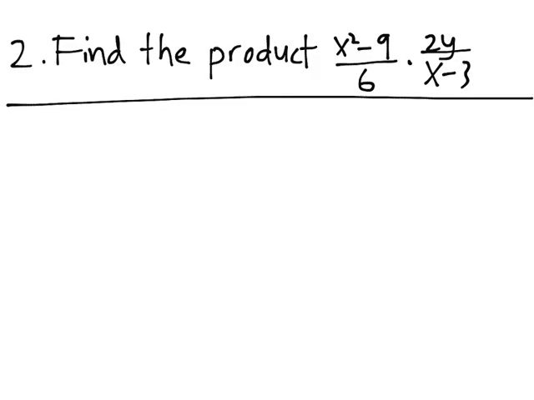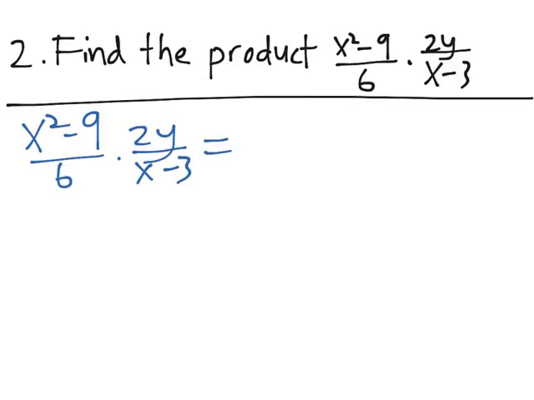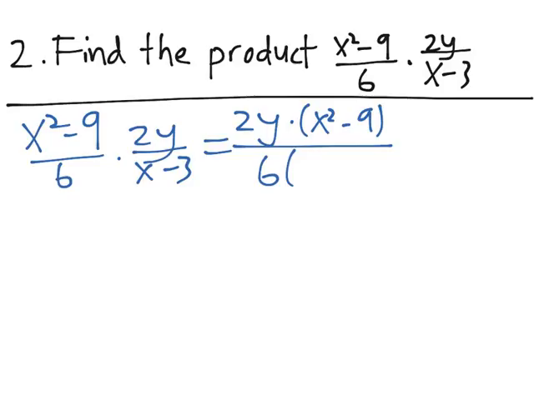Problem 2. Find the product x squared minus 9 over 6 times 2y over x minus 3. First, let's write this out. x squared minus 9 over 6 times 2y over x minus 3. Now, just like before, we'll multiply the numerators first. So 2y times x squared minus 9. And let's not simplify this yet. And divided by 6 times x minus 3.